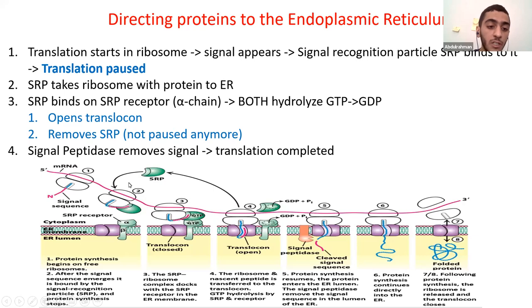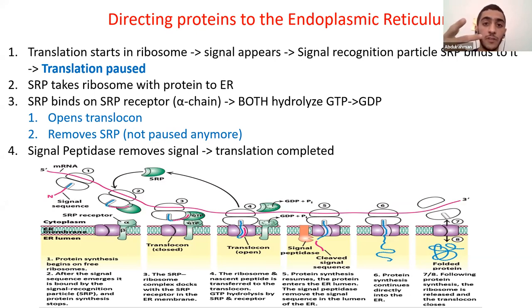The signal recognition particle recognizes the signal and then it takes the ribosome this time, not the protein, because we don't have the full protein. It takes the ribosome by hand and takes it over to the endoplasmic reticulum. At the endoplasmic reticulum, we're gonna have a receptor. The receptor is for the SRP, for the signal recognition particle. So the signal recognition particle takes the ribosome and binds on and sits on the receptor.